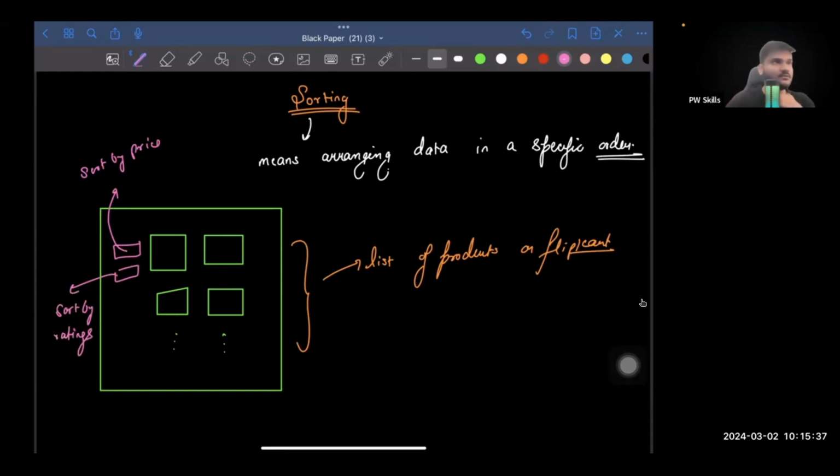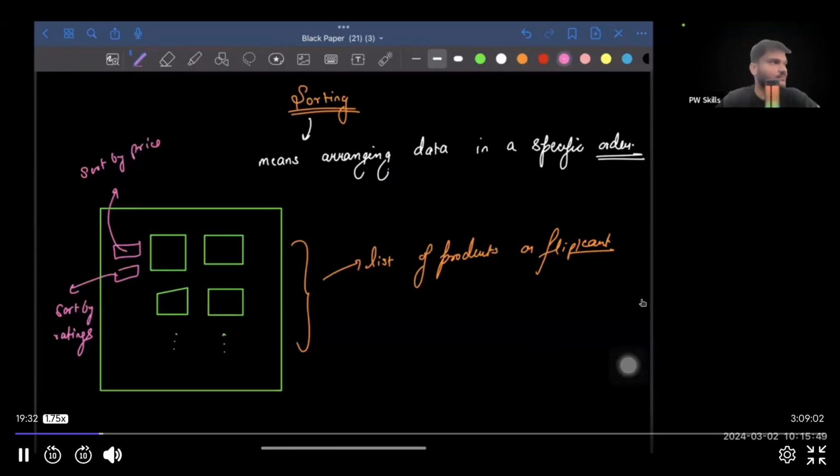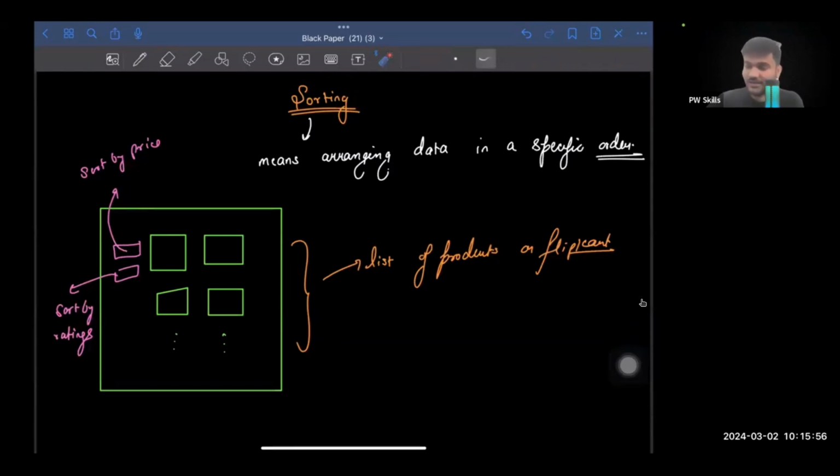Can I see that? Everyone, are you able to get this point? Is this making sense? So we are going to start learning sorting. And what is sorting? Sorting means arranging data in a specific order.